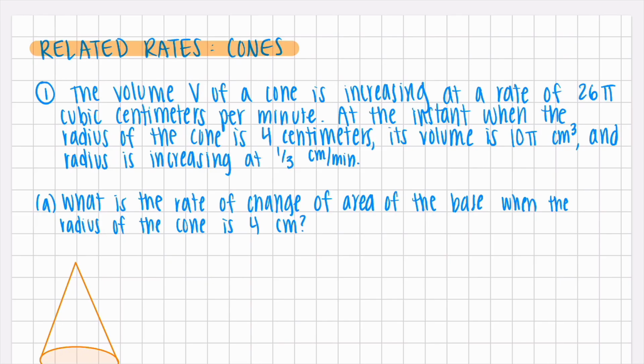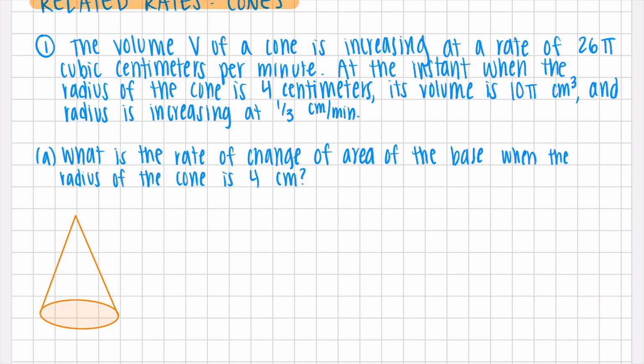So I like to start with writing what we know. We know that the volume is increasing at a rate of 26 pi cubic centimeters per minute. So that's going to be our dV/dt, and our dV/dt is 26 pi centimeters cubed per minute. We're making 26 pi positive because my volume is increasing. If the volume were decreasing, we would make it negative.